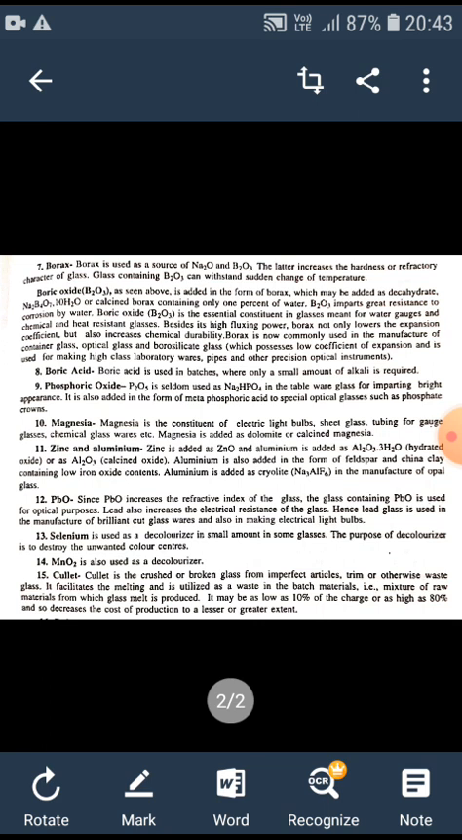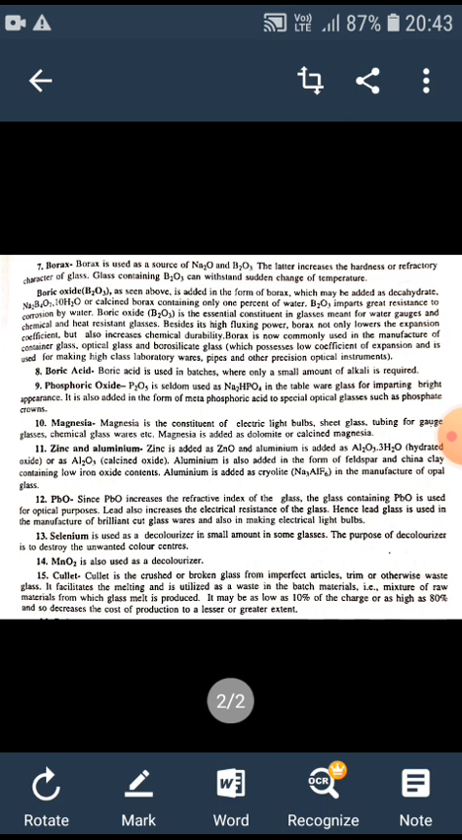Boric oxide, that is B2O3, is added in the form of borax. It is used in batches where a small amount of alkali is required. Phosphoric oxide, P2O5. P2O5 is used as Na2HPO4 in the glass which is used for tableware, and it is used for imparting a bright shiny appearance. It is added in the form of metaphosphoric acid to special optical glasses such as phosphate crowns.